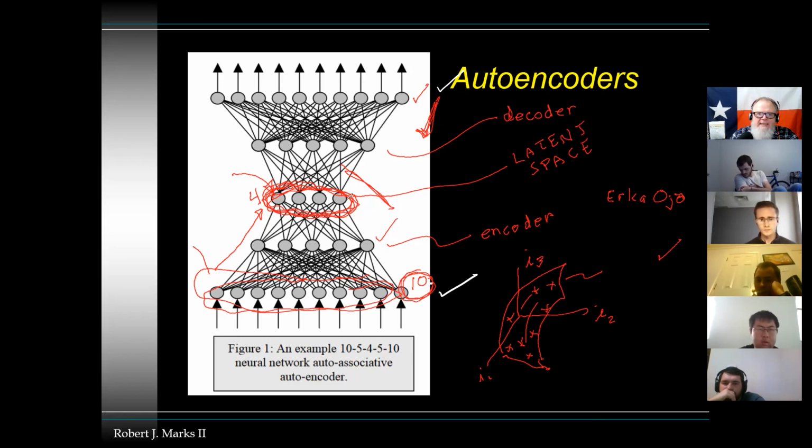But the important thing is that the 4 numbers here contain the same information as the 10 numbers here. And why is that? Because we can take these 4 numbers and through the decoder, we can compute the output, which is the input. There are a lot more interesting applications of the autoencoder, and we'll talk about that next time. Any questions at all?